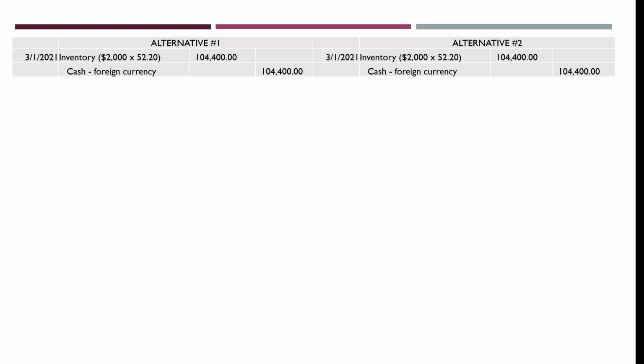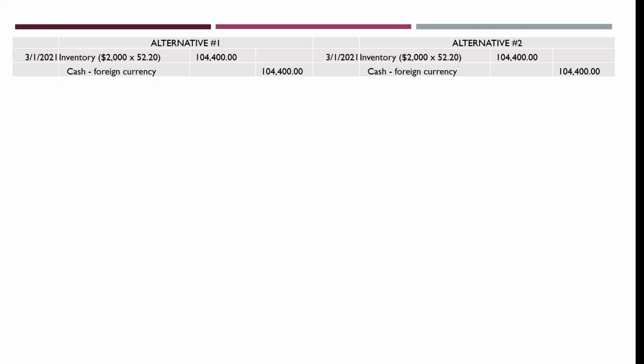Now, ibibigay ko dito ang journal entries under alternative treatment 1 and alternative treatment number 2. Para mas makita nyo at makumpara nyo kung ano ang pinagkaiba ng dalawang treatments na to. Okay? Sige. Unahin natin si alternative treatment number 1. So, simula tayo ng March 1. Di ba yan yung entry natin kanina? Kinopya ko lang.